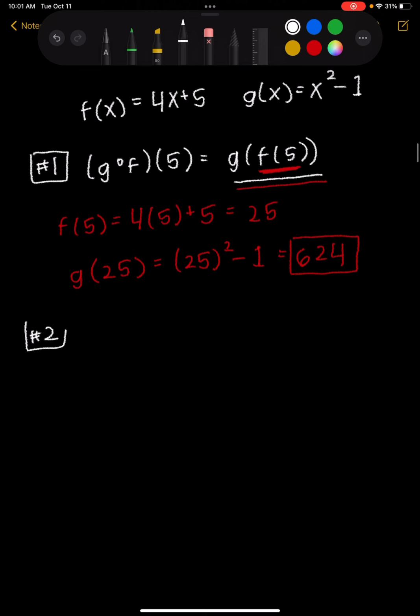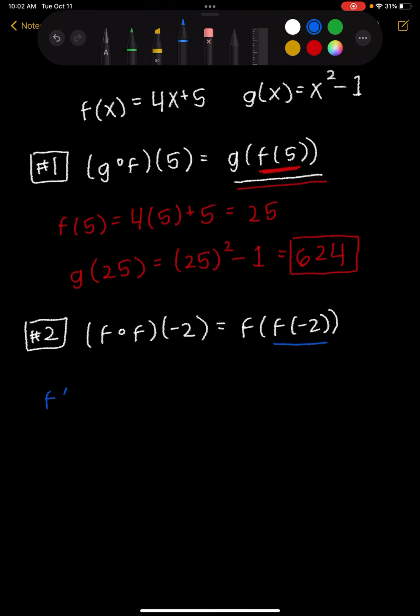Number 2 is f of f of -2. This is the same thing, so I can rewrite this as f of f of -2. Even though we're using the same equation, you are still doing the same thing. Now let's use blue. I'm going to start with the inside, which is f of -2.